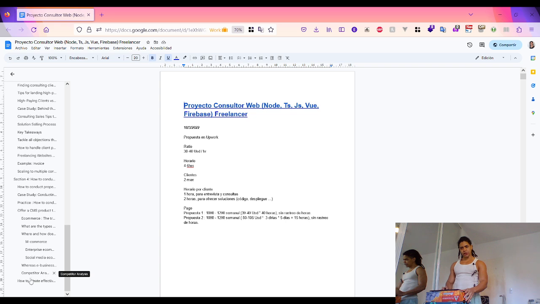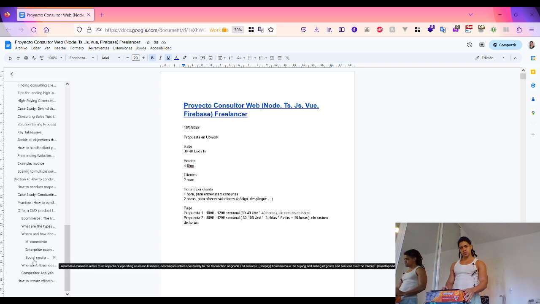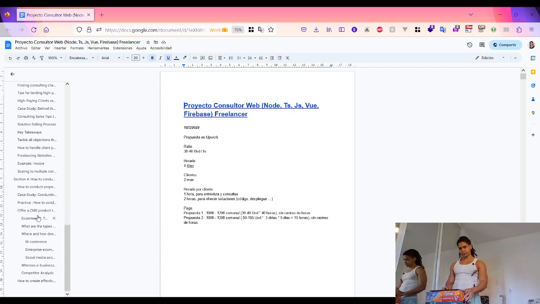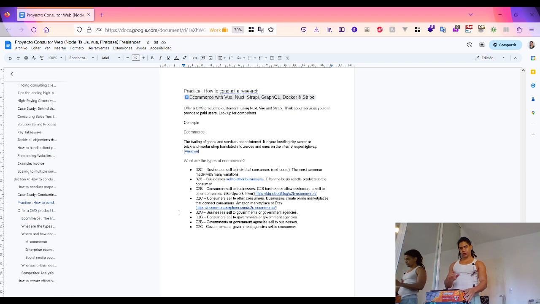Especially, take a look at the practice when it comes to knowing and performing or conducting research, right? So specifically looking at an e-commerce with Vue, Nuxt, Strapi, GraphQL, Docker, and Stripe. Okay, so Vue is for building a user interface, Nuxt to speed up the entire web development experience.